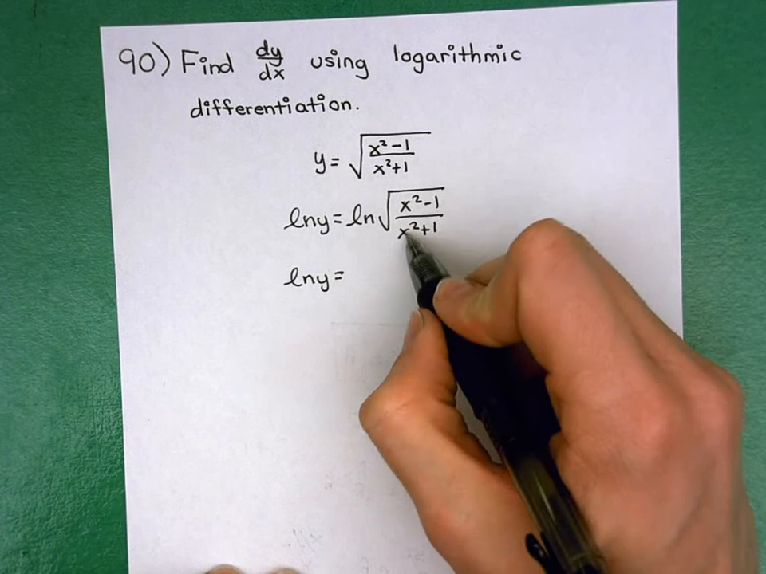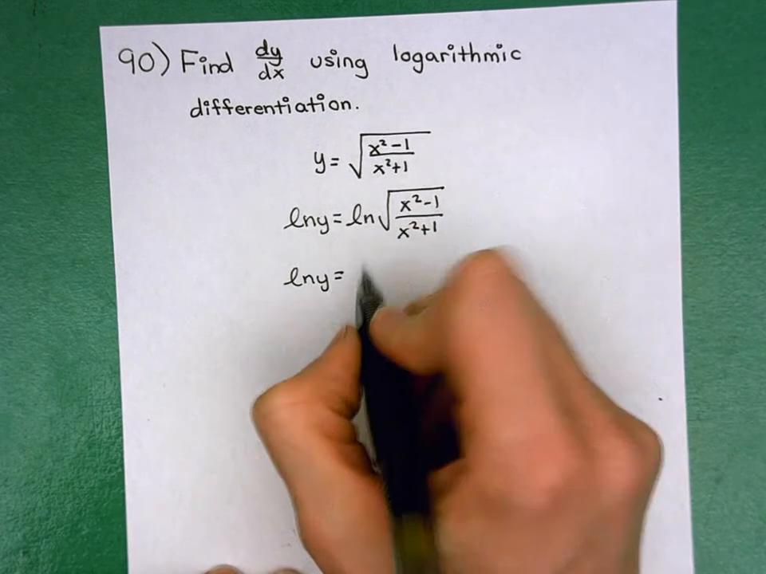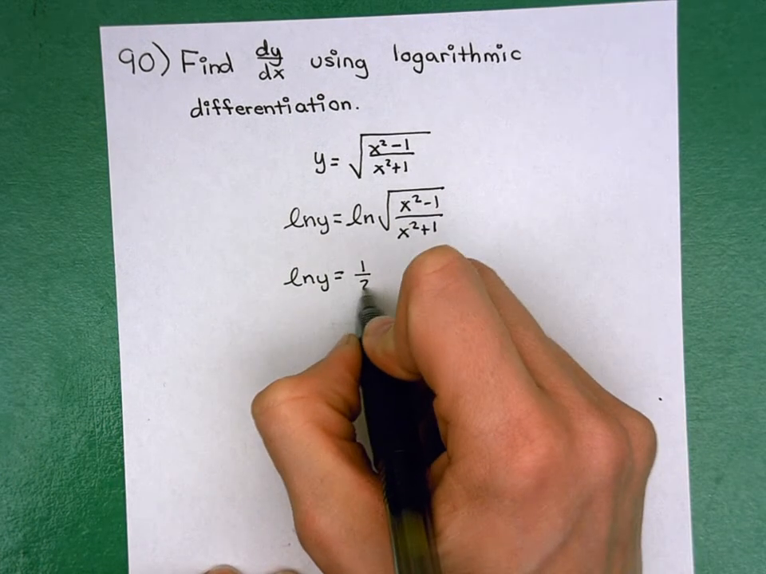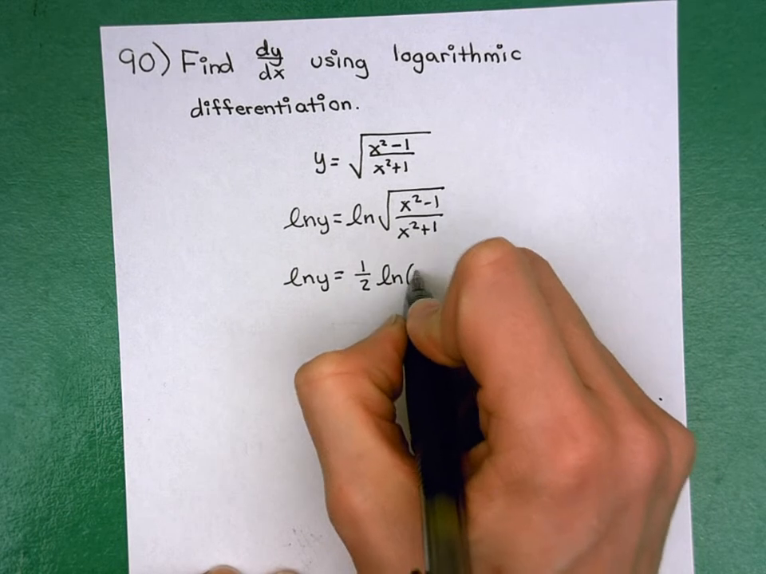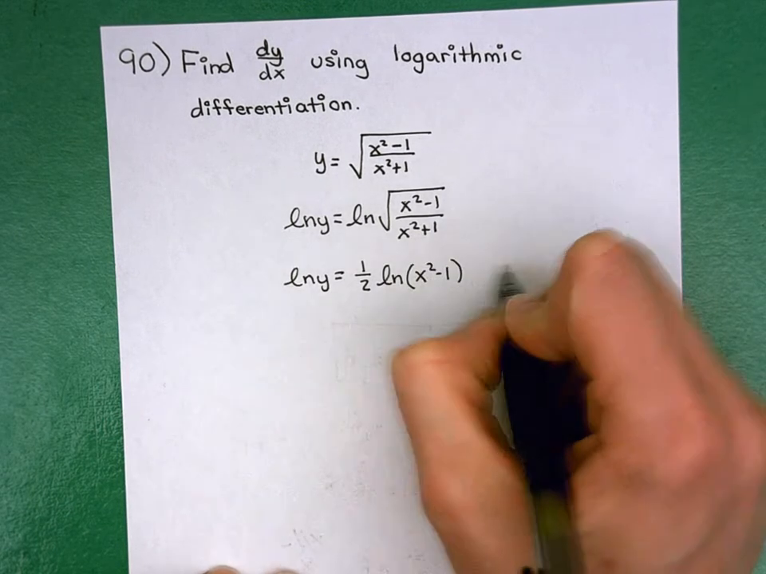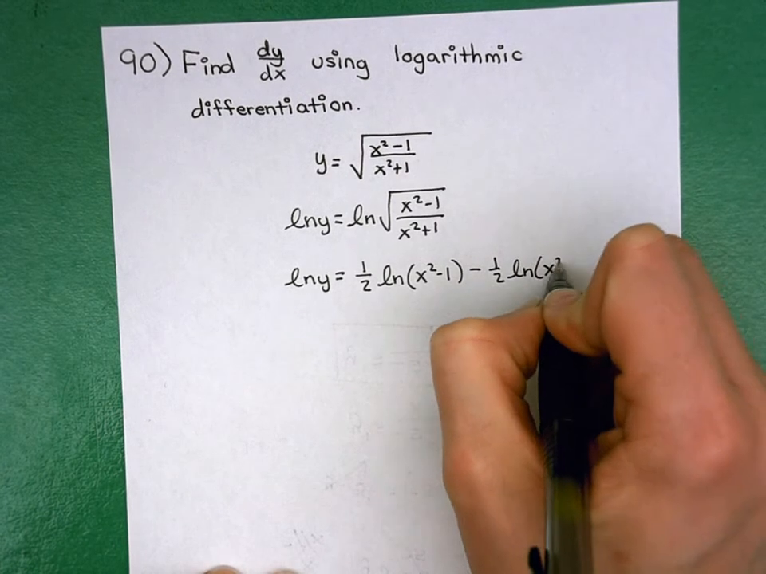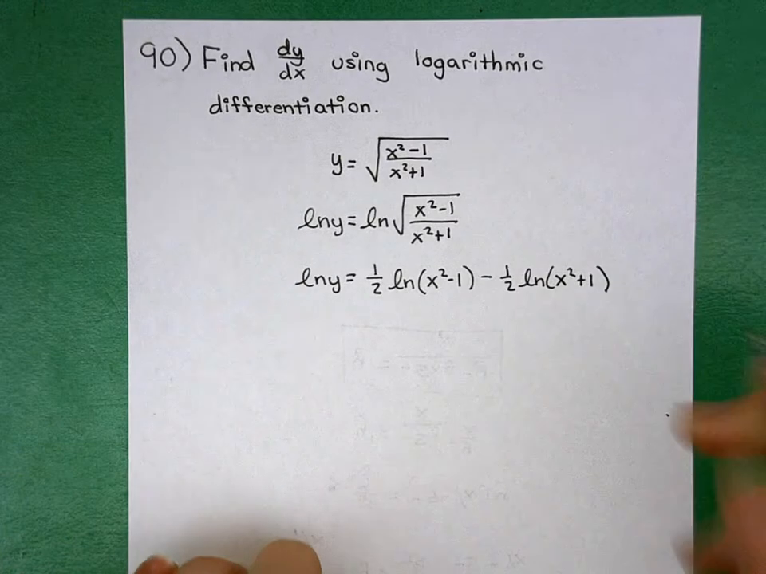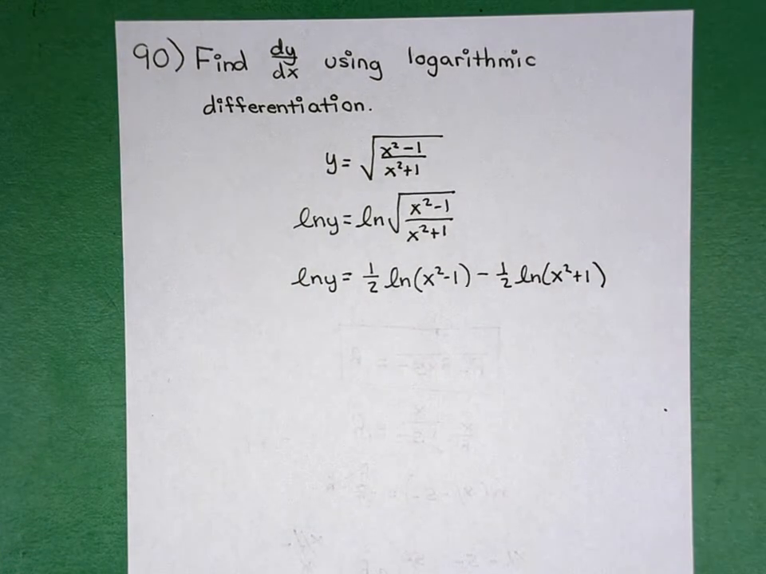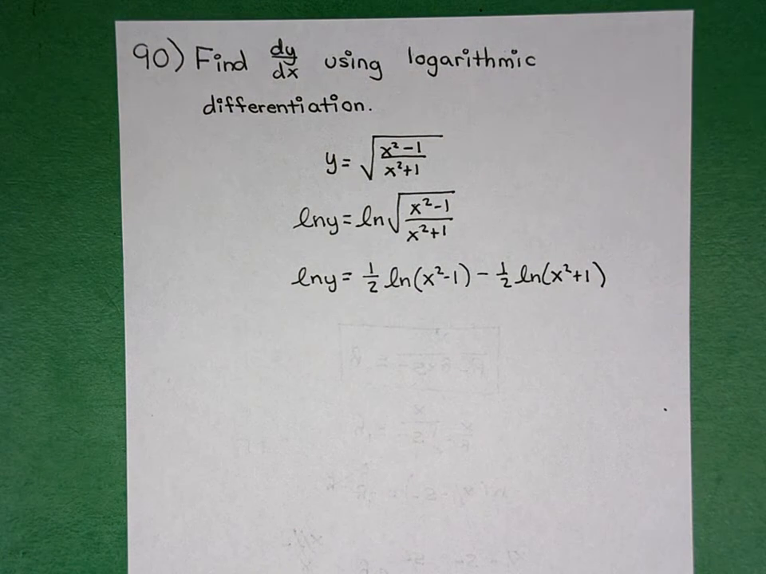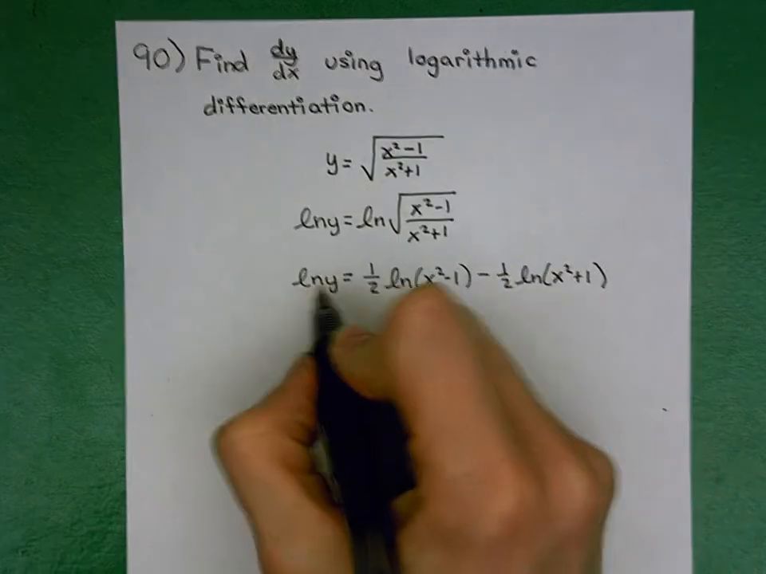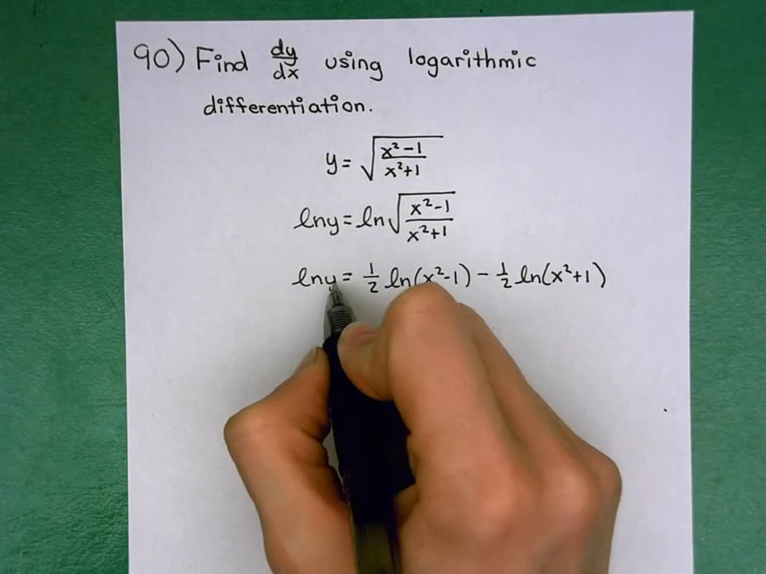And so we have natural log of y equals, and we can expand this. We know the square root can be split between the numerator and denominator. And so we end up with 1/2 natural log of (x squared minus 1) minus 1/2 natural log of (x squared plus 1). And again, this just gives us a little bit more of a simple derivative to take, because now we can look at each natural log term individually.